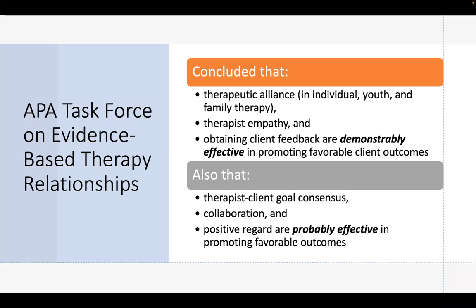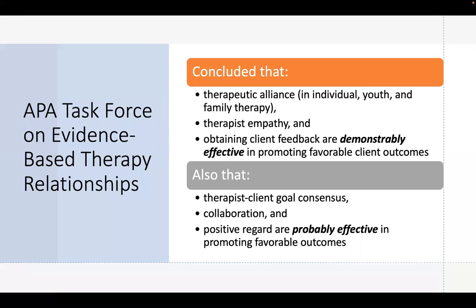So if you guys want, I can post that into Canvas or something, but it's literally just a super short measurement of the client being able to essentially give you a scale or a score of 0 to 10 on 4 different metrics. And a score of 36 or lower indicates probably some issue with the therapeutic alliance. So the goal is to get nearly perfect on all of those from the client's perspective. So these areas are demonstrably effective in promoting favorable client outcomes.